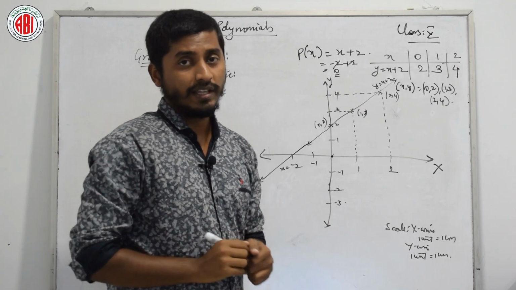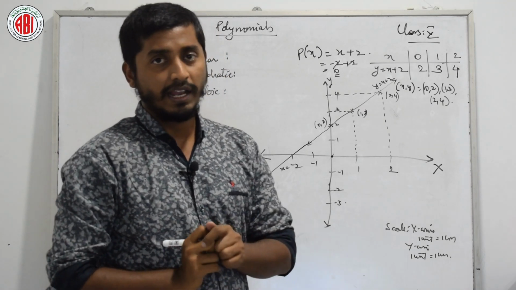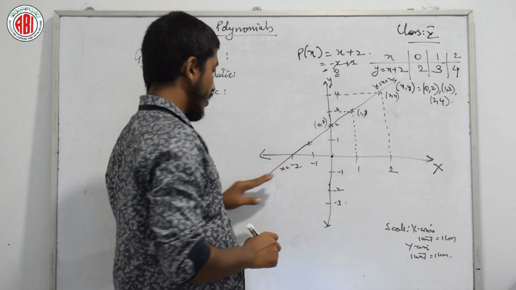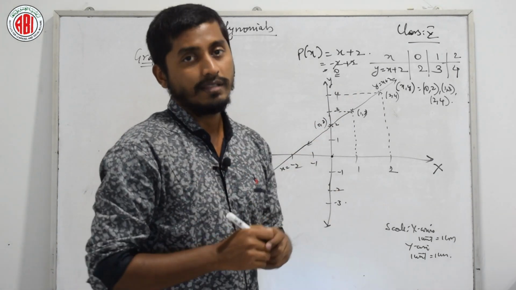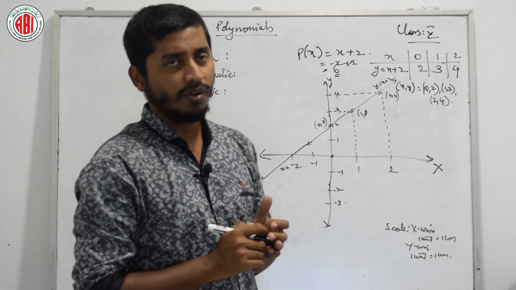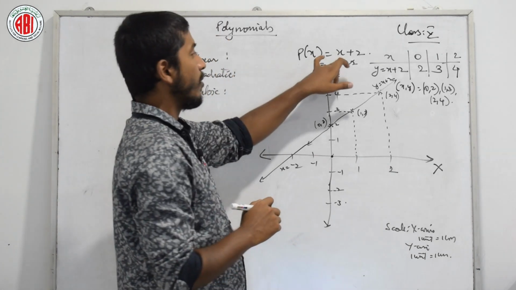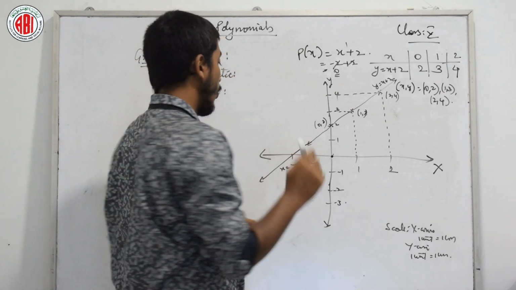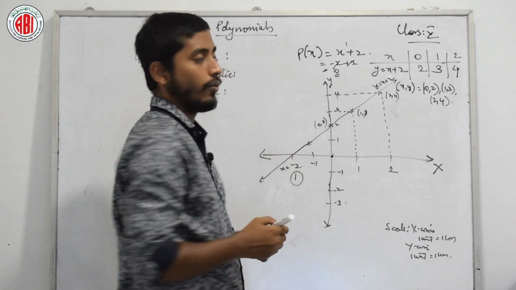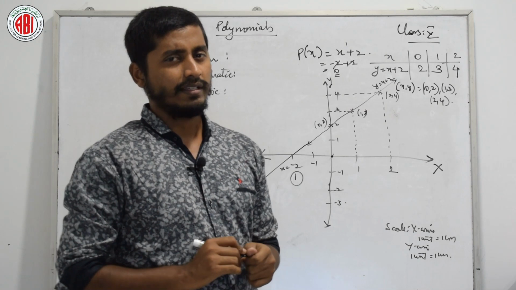Is it clear how to find the 0 of the polynomial? How many times this line will touch the x-axis, those many zeros it will have. What is the degree of the linear polynomial? The degree of a linear polynomial is 1. Therefore, it will have only 1 zero. Is it clear? What did we discuss?